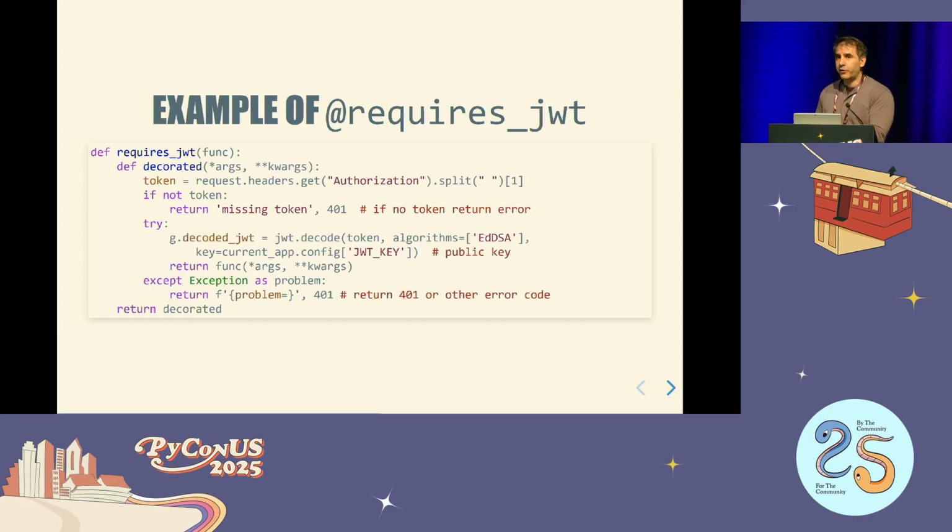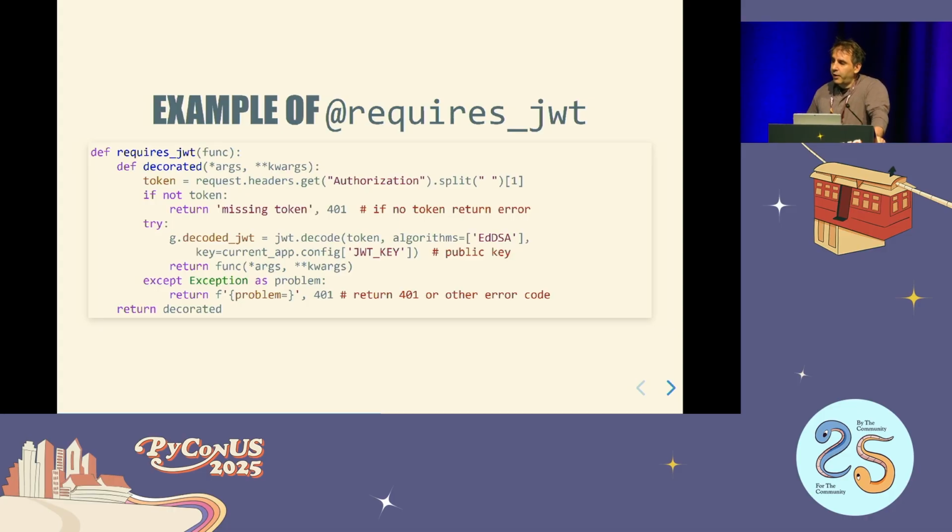It's going to take in a function, which is a Flask route that we're going to protect. Then we're going to define the decorated function. And the decorated function is going to first look in the header for your standard authorization bearer token. It's going to pull that token out. If that token's not there, we're going to return a 401 error, say you're missing the token. Pretty obvious. Then if the token is there, we're going to call JWT decode.